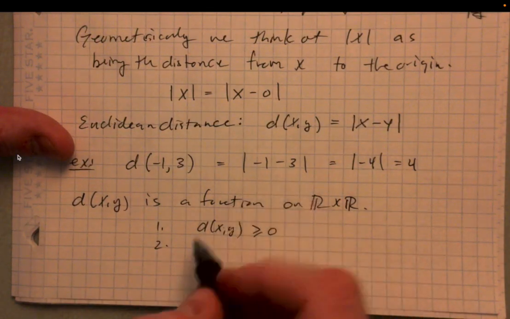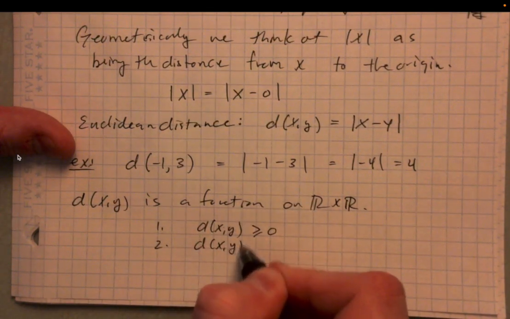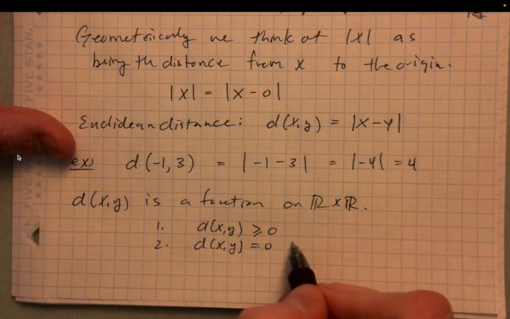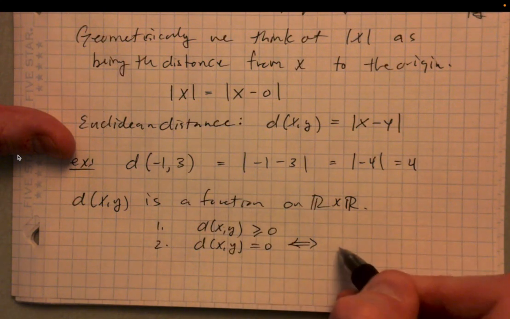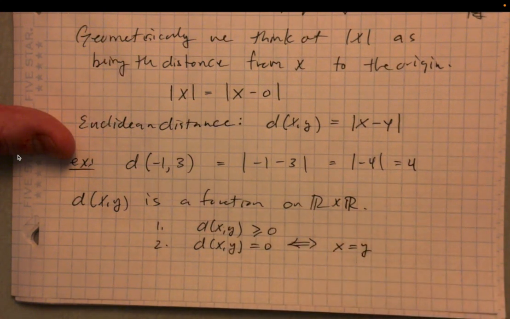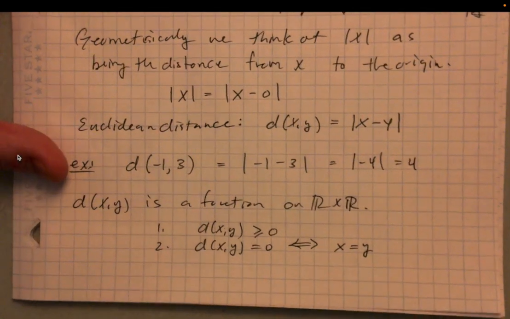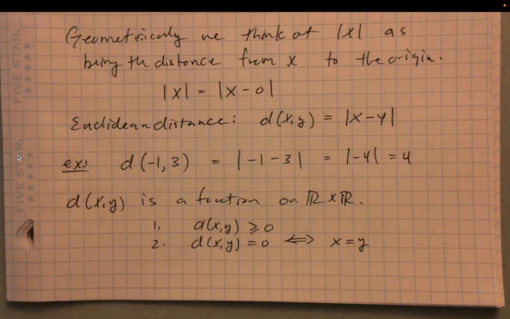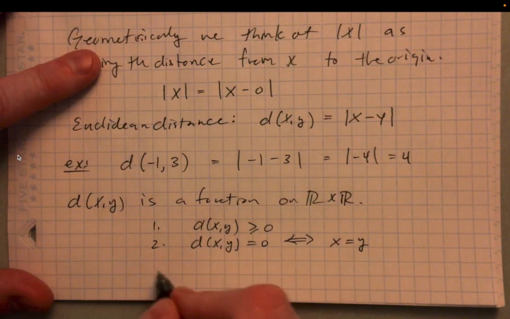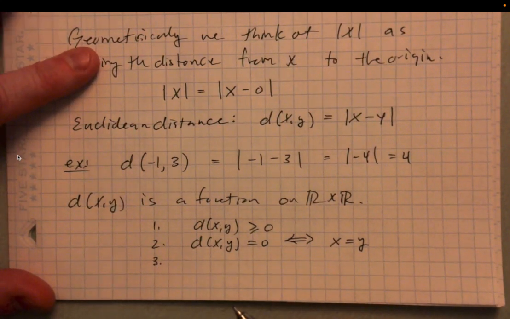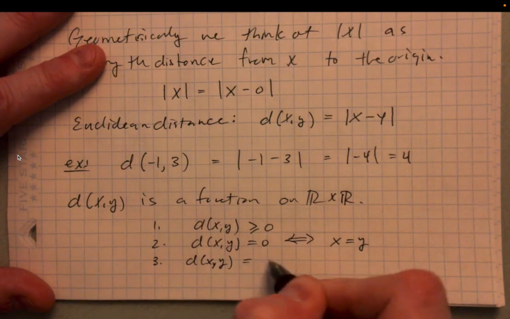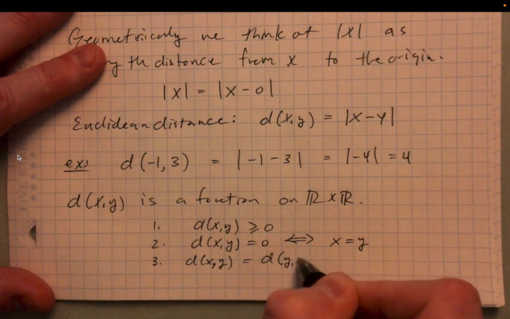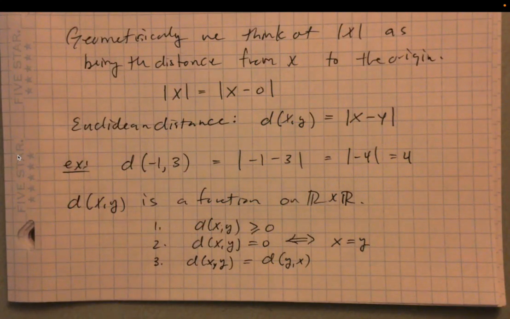Secondly, if the distance is 0, then that means x and y are the same value. So that means x equals y. Whenever the distance is 0, that implies a very specific thing about the two arguments of the function. And thirdly, of course, d(x,y) is definitely going to be equal to d(y,x). So the distance between x and y is the same as the distance between y and x, of course.